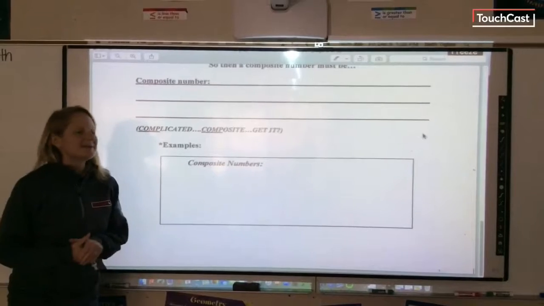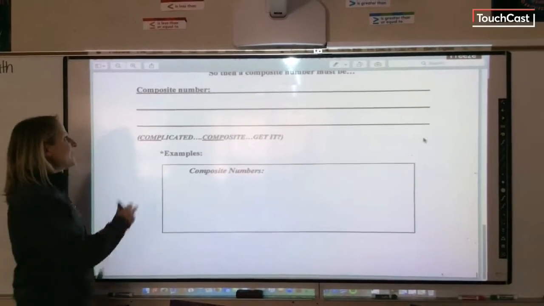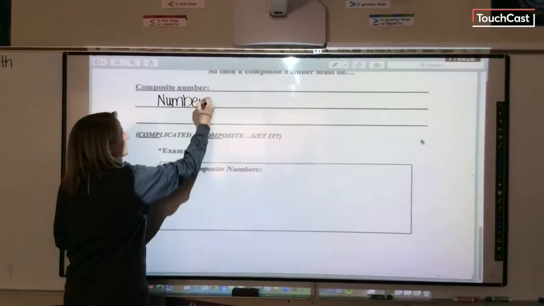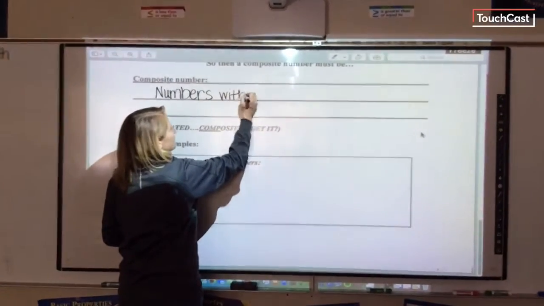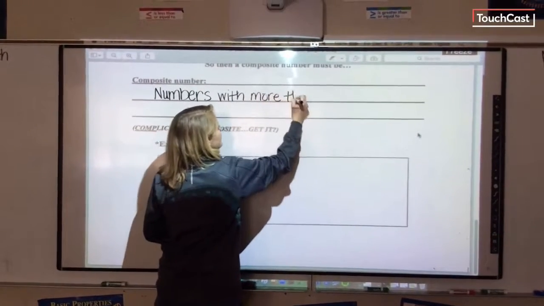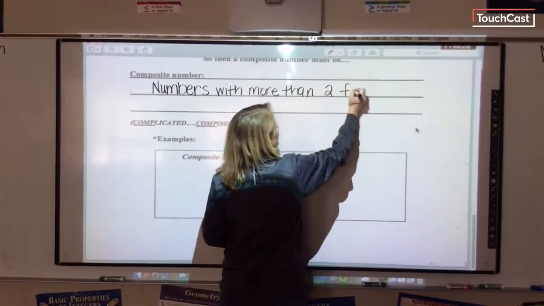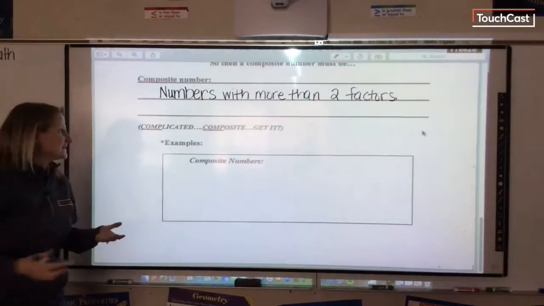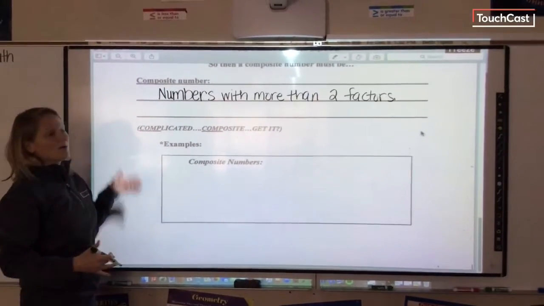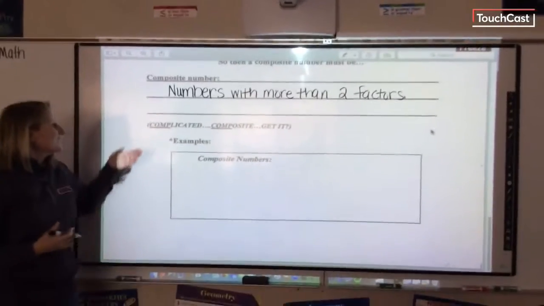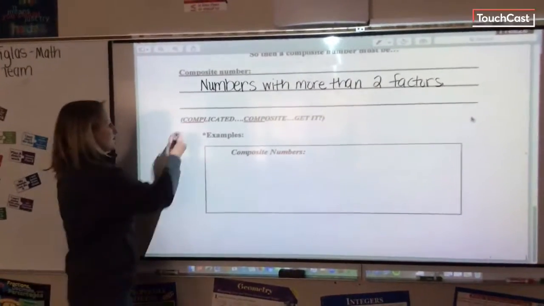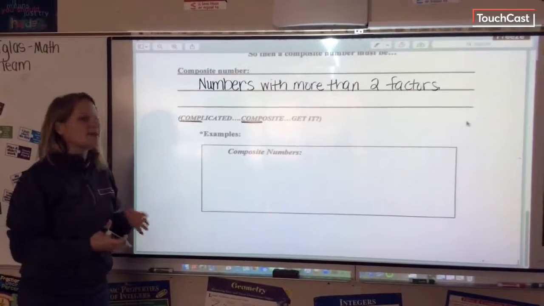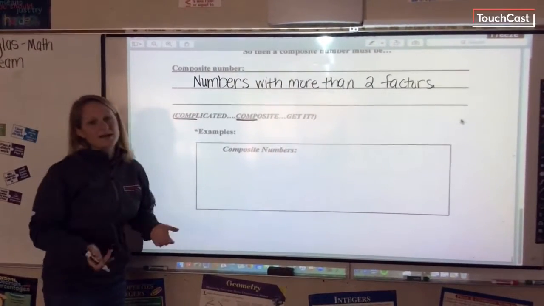Okay, so finally, let's wrap up by talking about composite numbers. So composite numbers are numbers with more than 2 factors. Okay, so these are any number that's not prime, basically. So a composite number, one way to help you think of this or remember it, is it's more complicated. So complicated, composite, they both start with the comp. Maybe that will help you remember what composite numbers are.